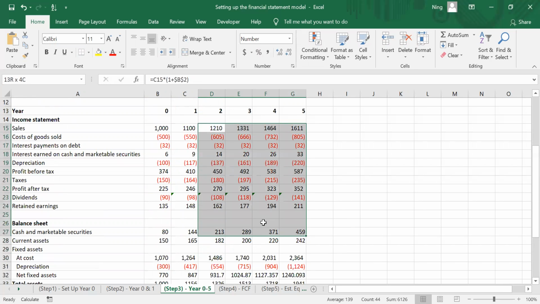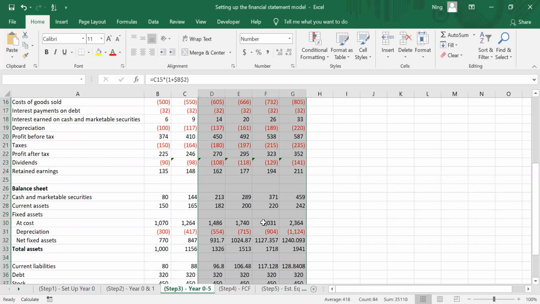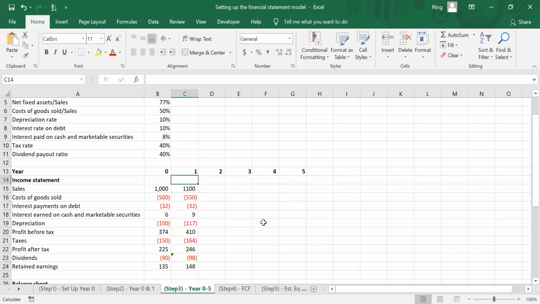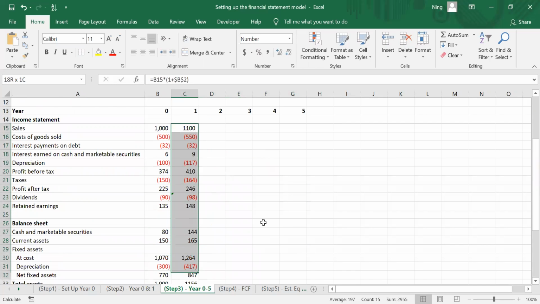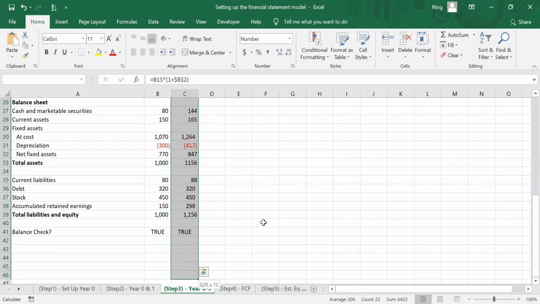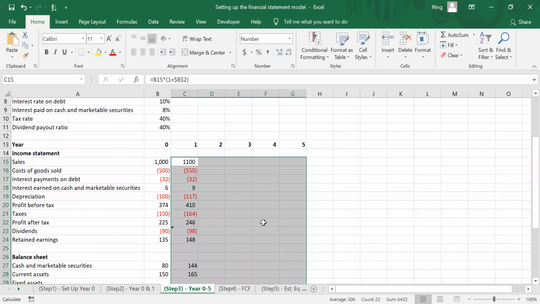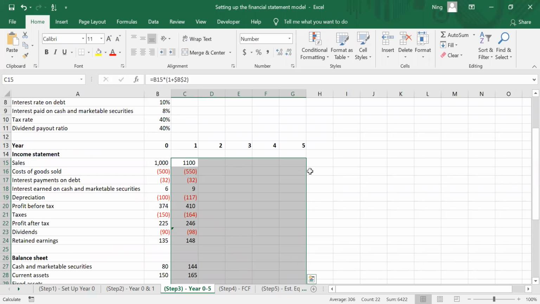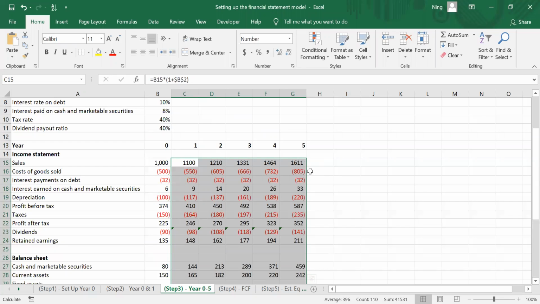And what you're going to do is simply copy over all the formulas in year 1 to cover the rest of the forecast horizon, and just press Ctrl+R to copy over the formula. And now you have the completed Pro-Forma model.